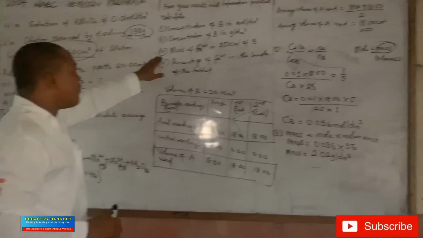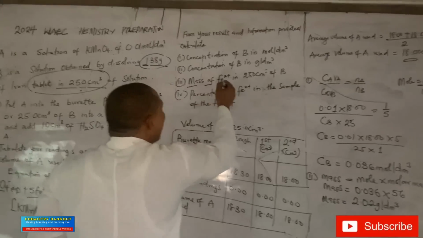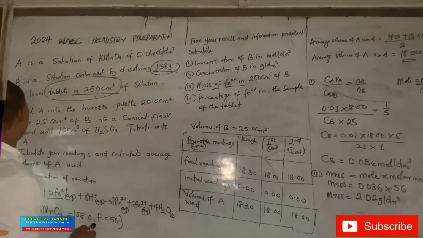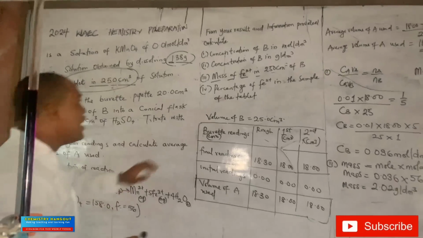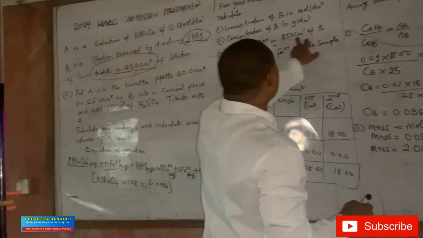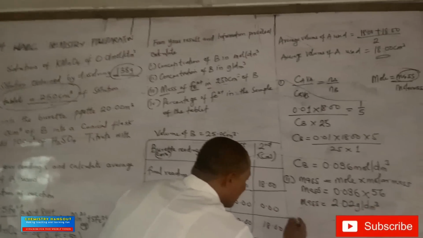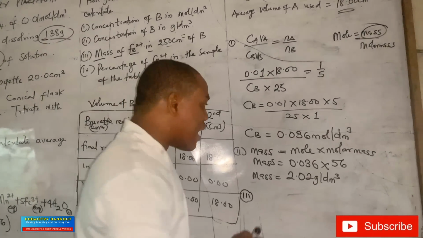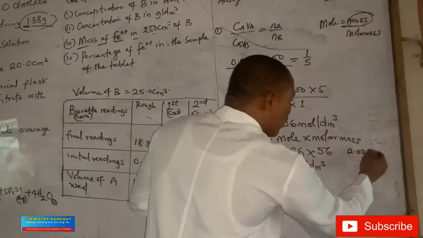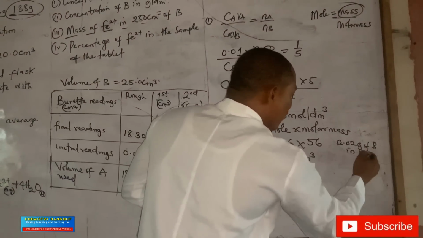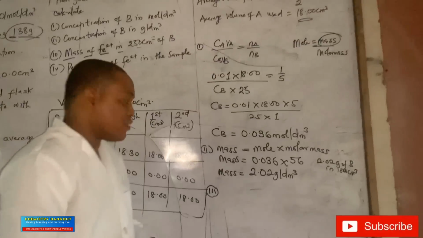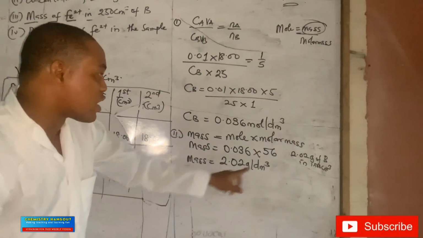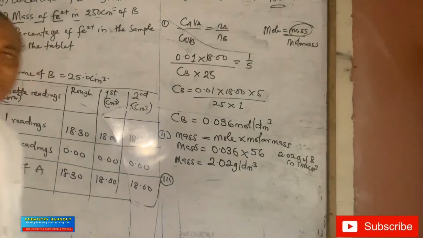So now, number 3. They now said mass of Fe2 plus in 250 centimeter cube of B. Can you see now? What is B now? B is talking about the solution. So we need the mass of Fe2 plus in 250 centimeter cube of B. Now, come with me. We have already gotten the mass of B in gram per dm cube. What is the meaning of gram per dm cube? Meaning you have 2.02 gram of B in 1000 centimeter cube. That's the meaning now. I don't know if that is clear.